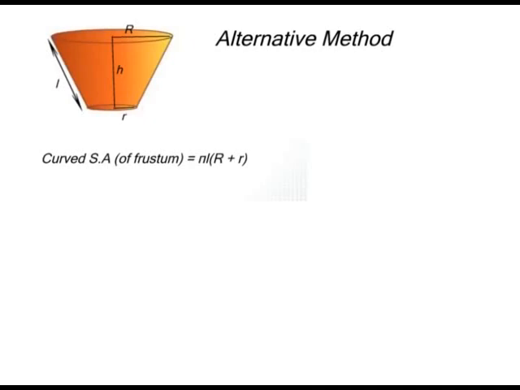If L is not given, it can be calculated using this relationship: L is equal to the square root of h squared plus (R minus r) squared. If the frustum is closed both at the top and bottom, then we also add the surface areas of the circles. And so the total surface area of a closed frustum is given by pi L into (R plus r) plus pi R squared plus pi r squared.